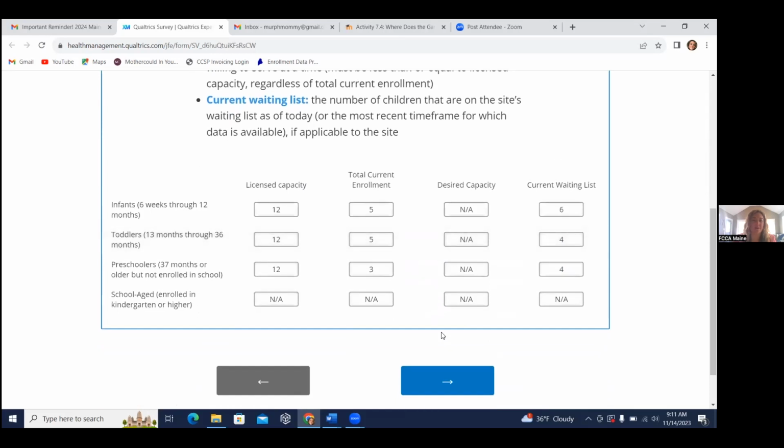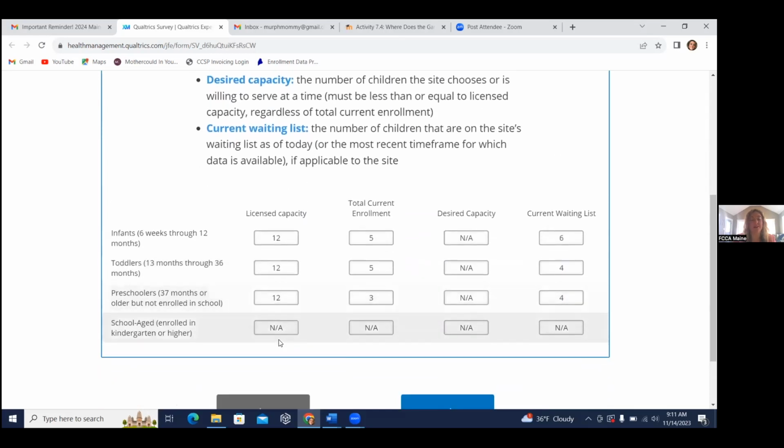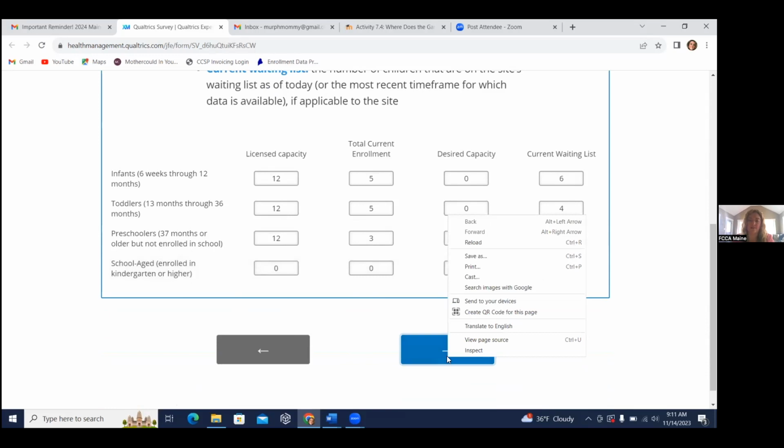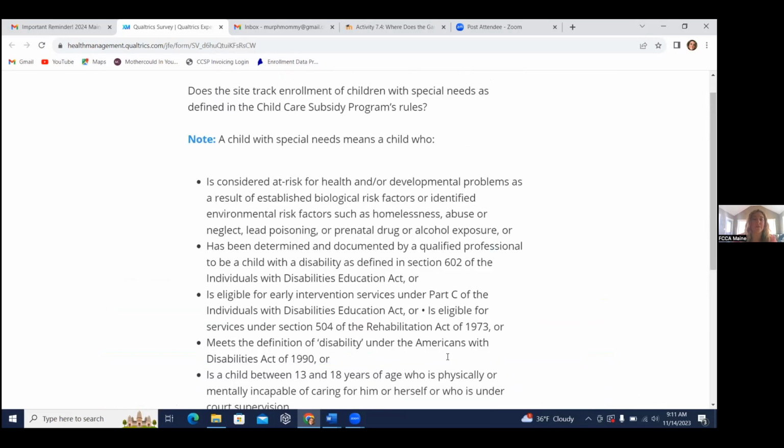Enter a valid number. Oh, I guess they won't let me. Okay, I'll just do 0. Yes, we're learning together. You cannot put NA on a number form. Okay, since this is a dummy survey anyway, we can do that.